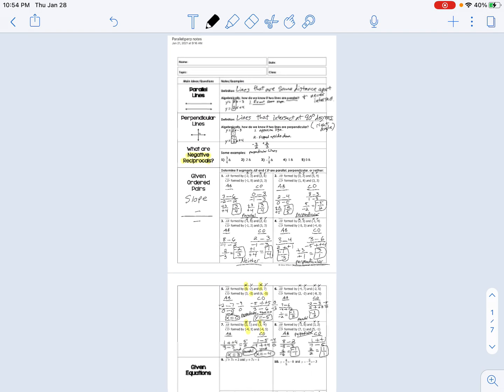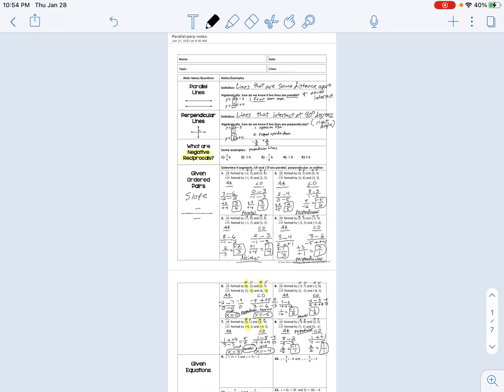All right, so hopefully that helps you guys out with the ordered pairs.